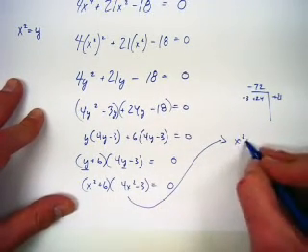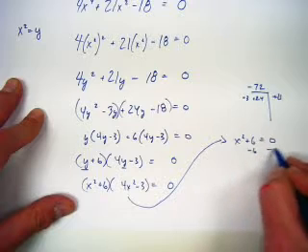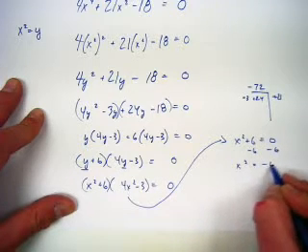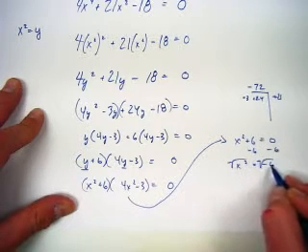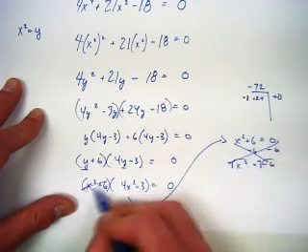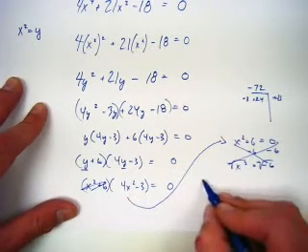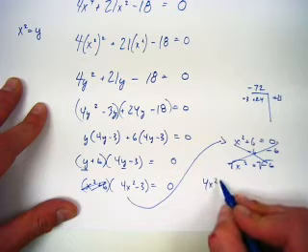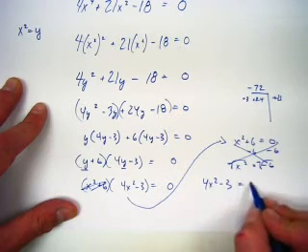So x squared plus 6 equals 0, so x squared equals negative 6. Can't have a square root of a negative. So this is not going to be part of the answer. It's extraneous. But now we have to set 4x squared minus 3 equals 0.